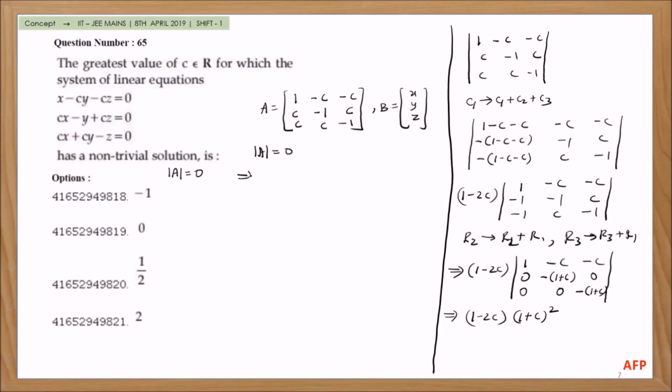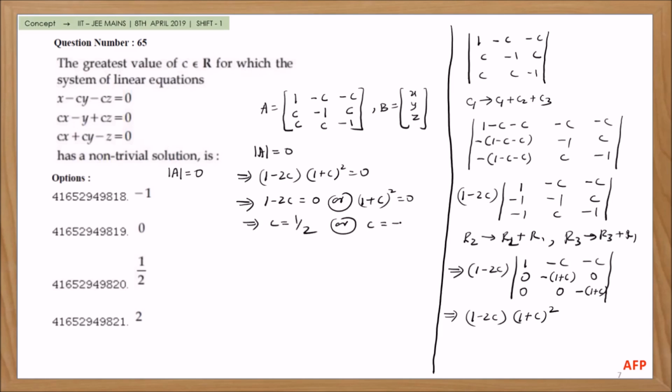So we substitute here. Okay, 1 minus 2c times 1 plus c whole square is equal to 0. So this implies 1 minus 2c is equal to 0, or 1 plus c whole square is equal to 0. So this implies c is equal to 1 by 2, or c is equal to minus 1. They asked for the greatest value of c, the greatest among these two. So this is the greatest value we are having. So option 3 follows.